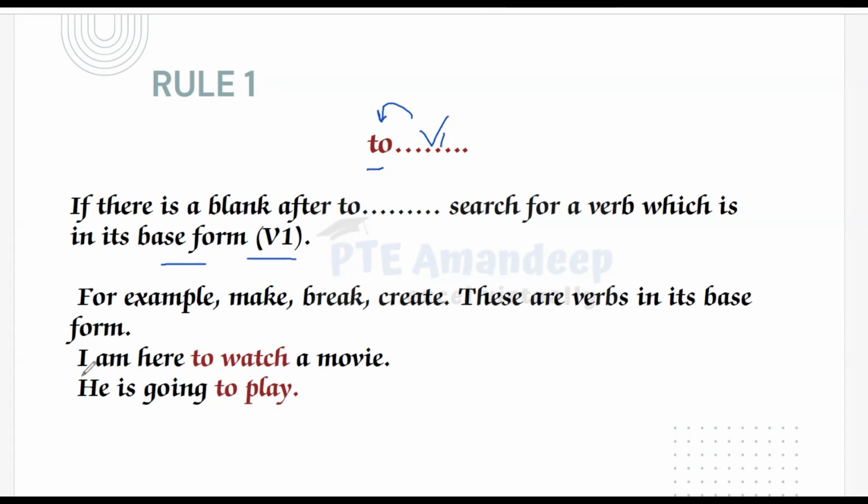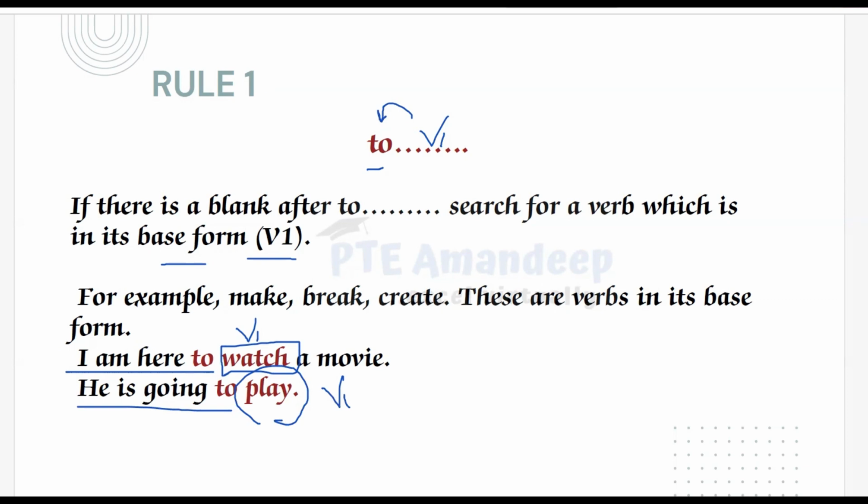For example, I'm here to dash a movie. This sentence is given, I'm here to, and this is a blank. We know a verb in the first form will be fitted here. Watch is the first form. So, I'm here to watch a movie. He is going to, next word, again a verb in the first form. He's going to play, he's going to swim, he's going to eat, he's going to read. Any verb in the first form will fit here.